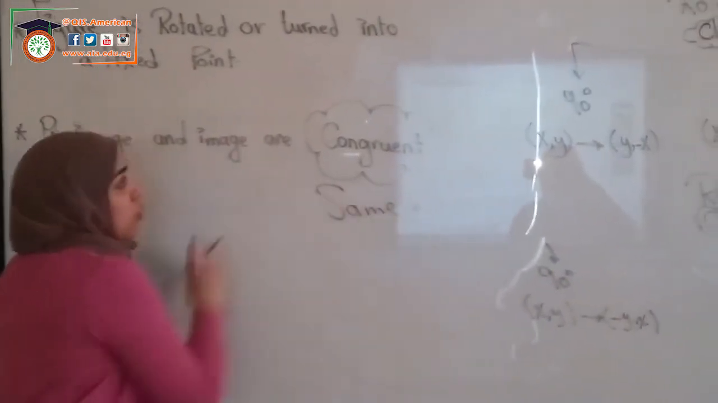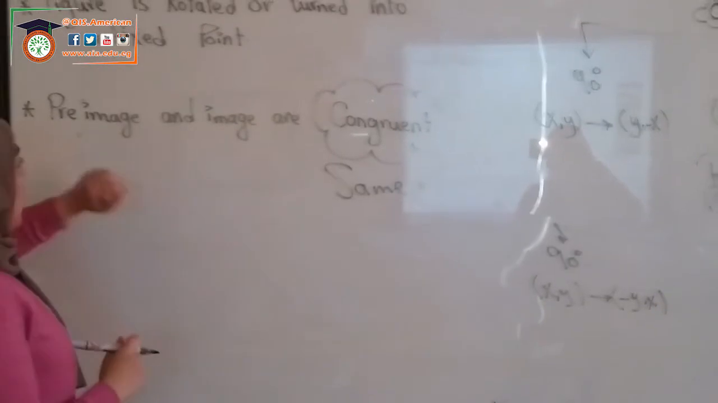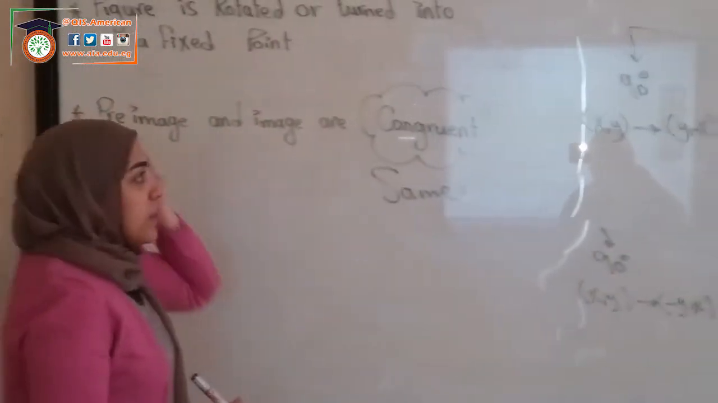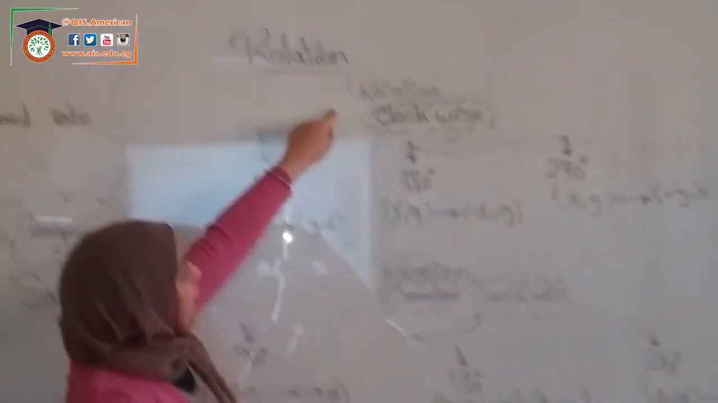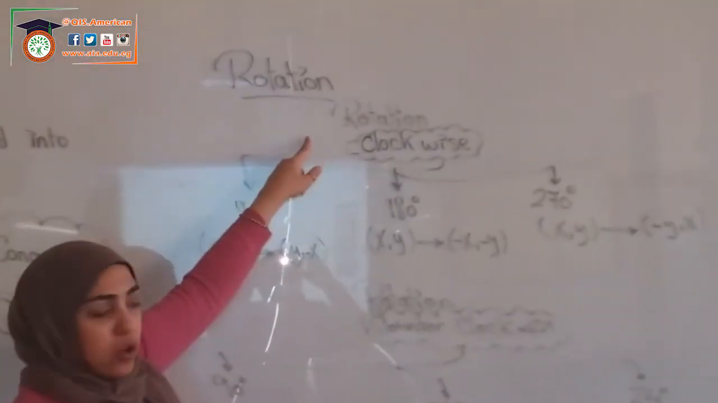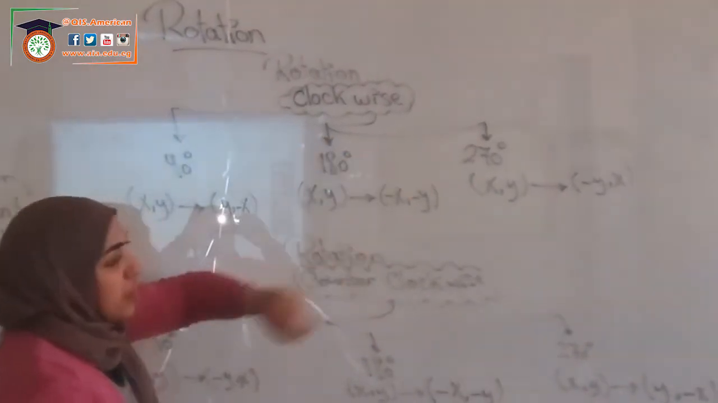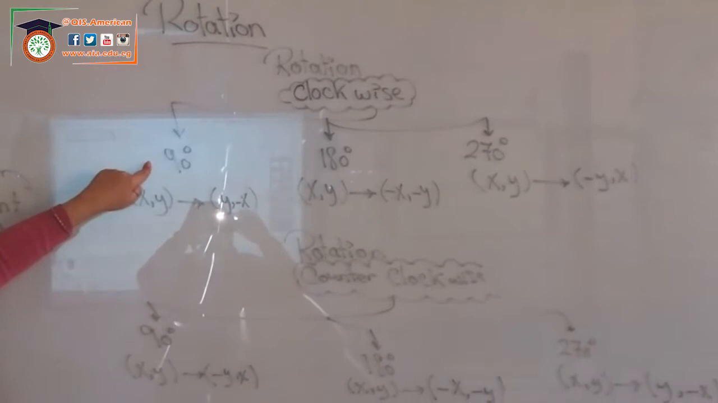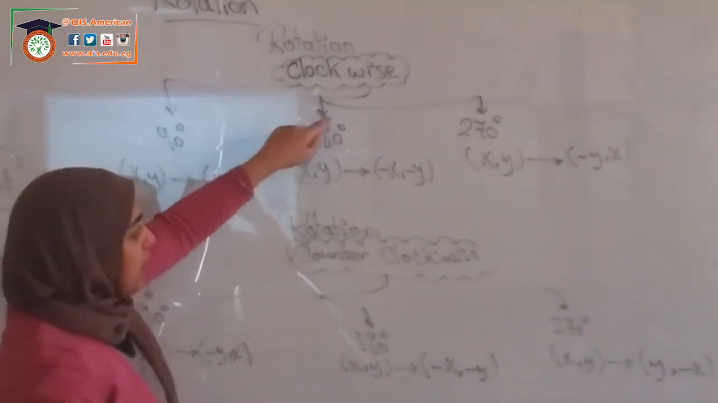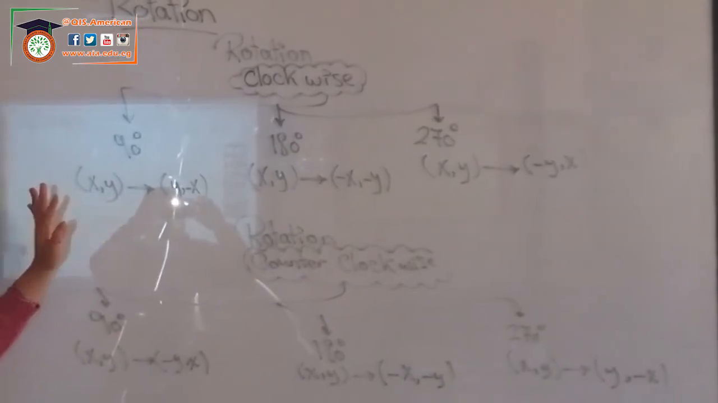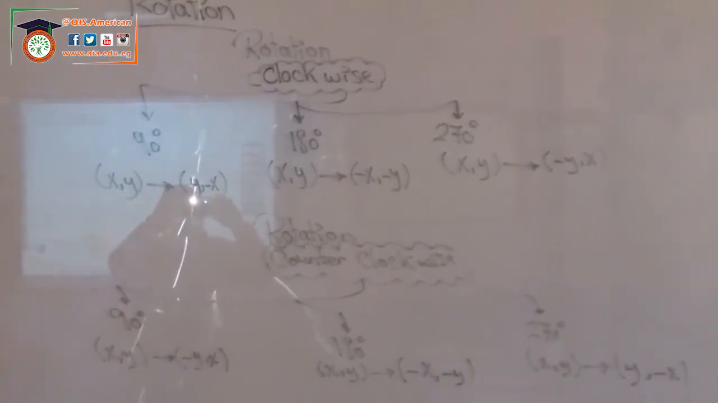Do you remember what congruent means? Congruent means same. So when I have a rotation, the pre-image and the image are congruent. I have two types of rotation, clockwise and counterclockwise. For clockwise, I have 3 degrees: the first one 90 degrees, the second one 180, and the third one 270. Every point has a coordinate x and y.